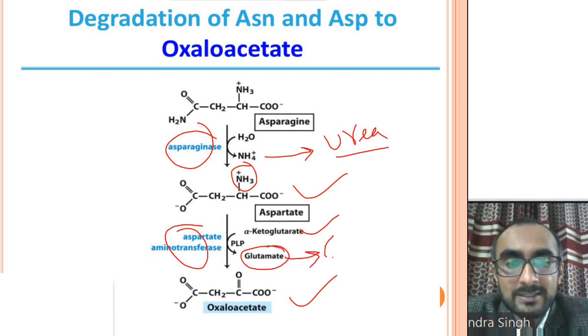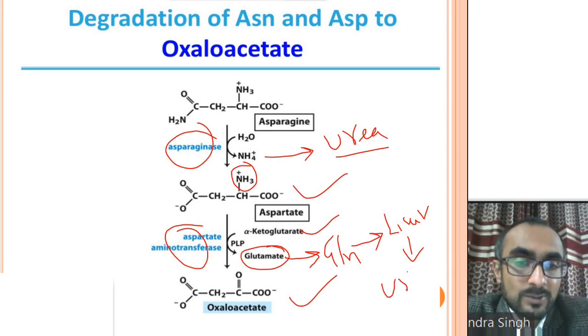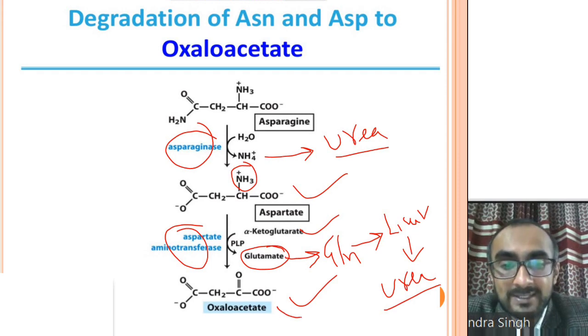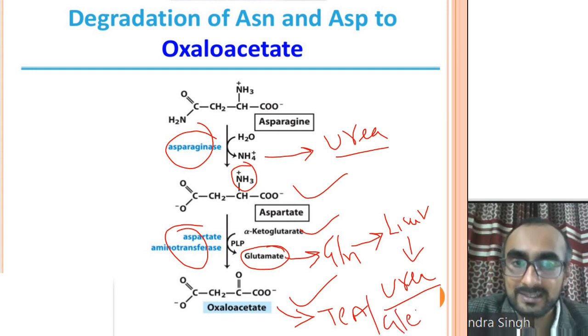This glutamate is converted into glutamine, and glutamine goes to the liver to release ammonia, which participates in the urea cycle, and the end product is oxaloacetate. This oxaloacetate enters the TCA cycle, or it can be used for glucose synthesis in gluconeogenesis.